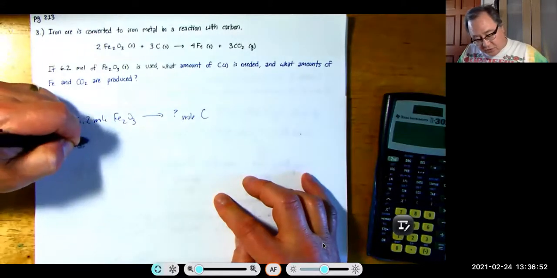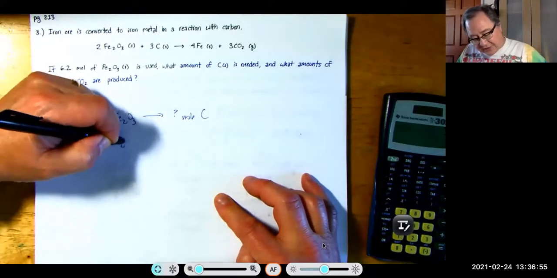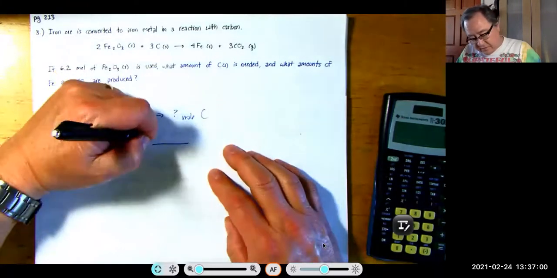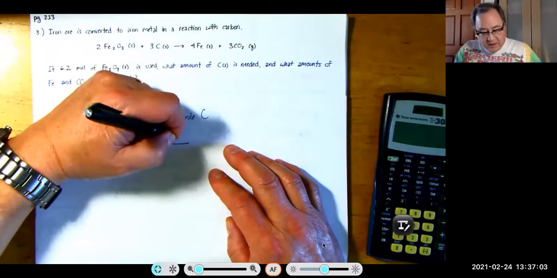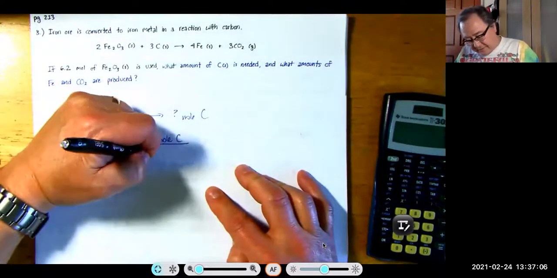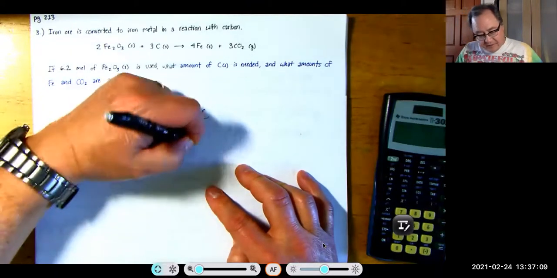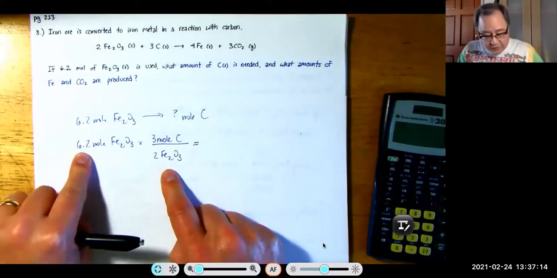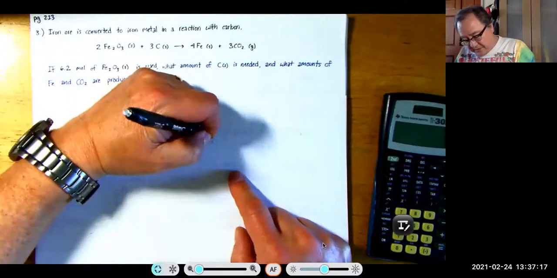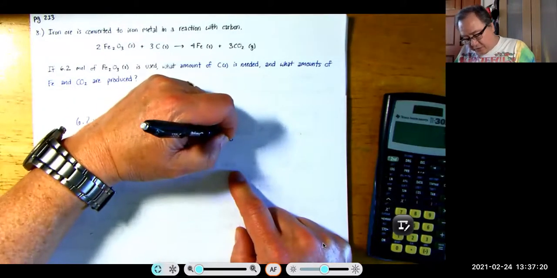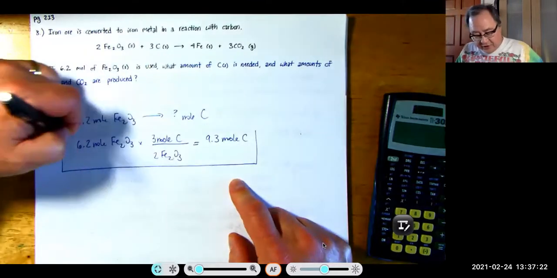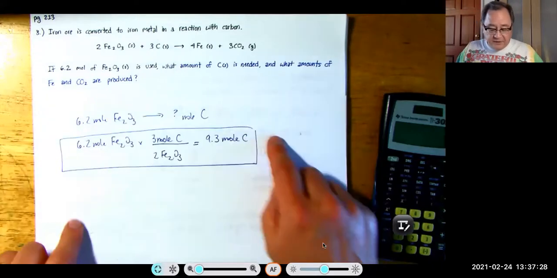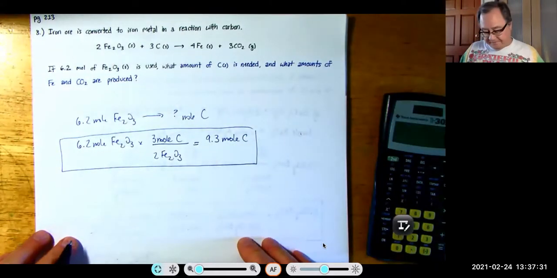So 6.2 moles of iron 3 oxide times 3 mole of carbon and 2 mole of iron 3 oxide. And we're going to get, 2 will go into that 3.1 times. 3.1 times that is 9.3. So we get 9.3 mole of carbon. So that's how you would do carbon. How would you do iron? And how would you do carbon dioxide? Well, I'll let you work with those.